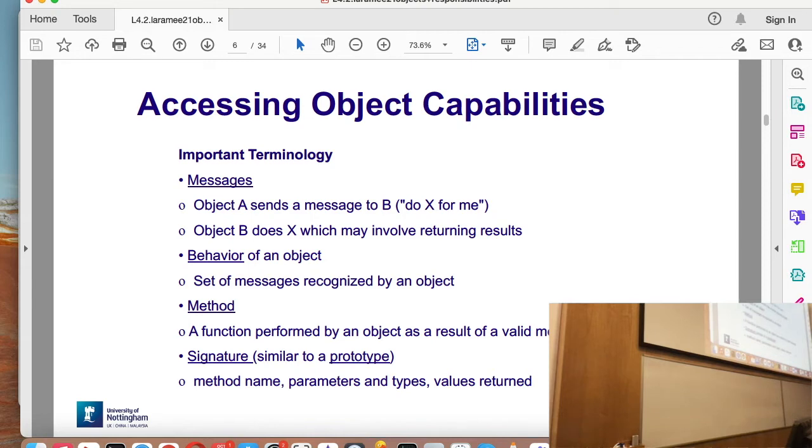Okay. Class versus instance. Class is a blueprint. Instance is the final product. Okay, that's an interesting way of formulating it. Any other formulations?